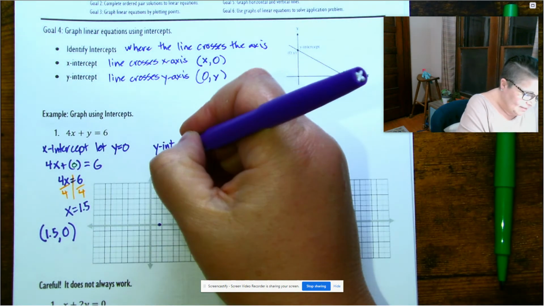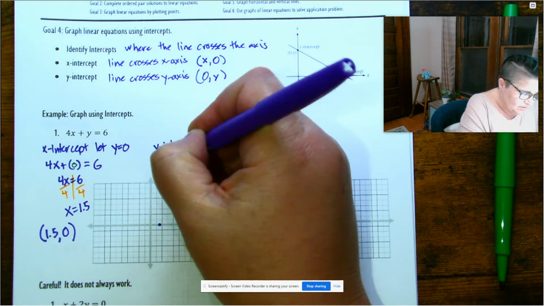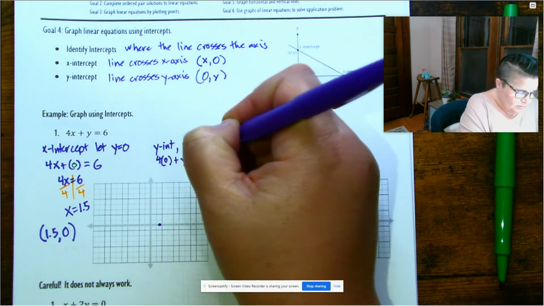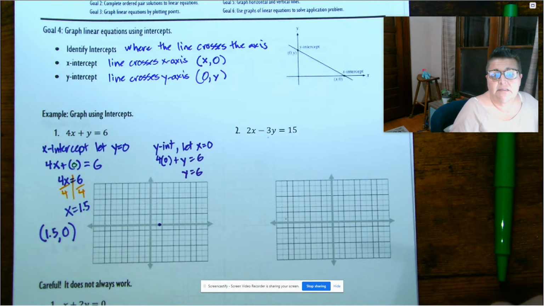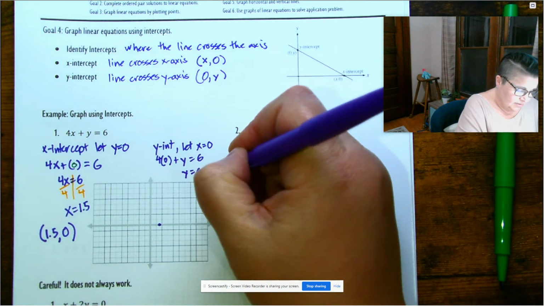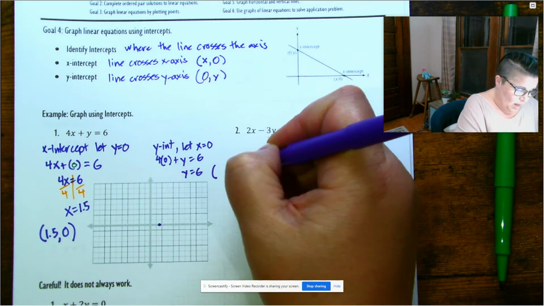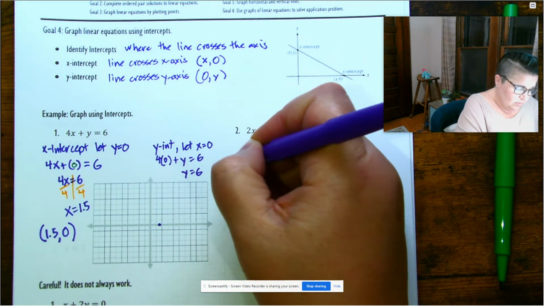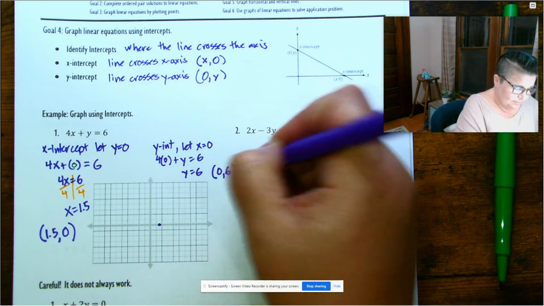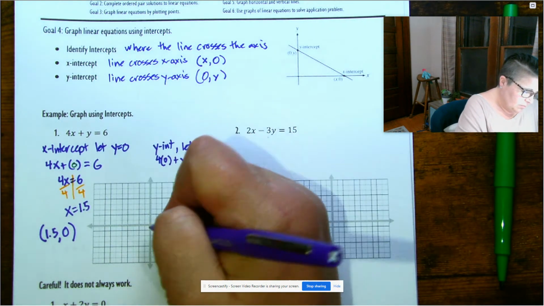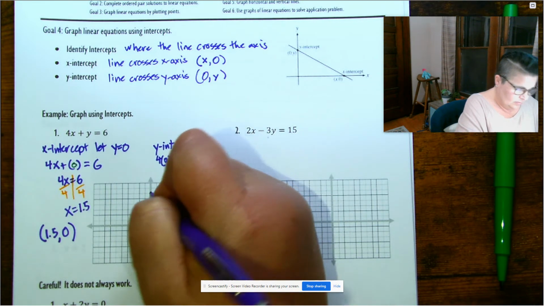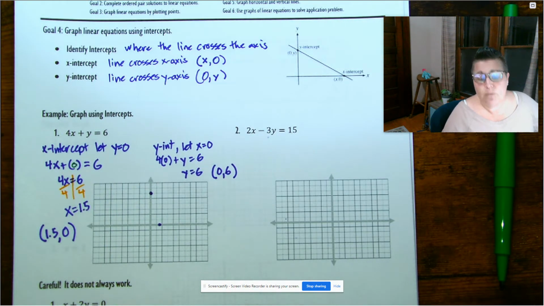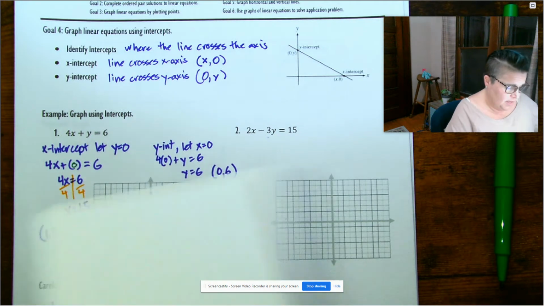Right? And if we let x equal 0, then we have 4 times 0 plus y is equal to 6. Well, that's just 0, so our y value equals 6. And this gives us a point (x, y); we let x be 0, so (0, 6). So this gives us a second point at (0, 6). These 2 points are enough to graph the line.